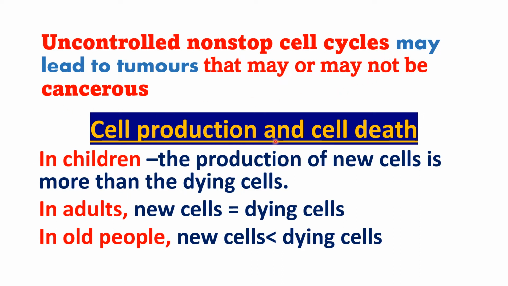Cell production and cell death. We can check in different age groups. In children, the production of new cells is more than the dying cells. In adults, new cells equal dying cells. The number of dying cells is replaced by new cells. In old people, new cells are less than dying cells.